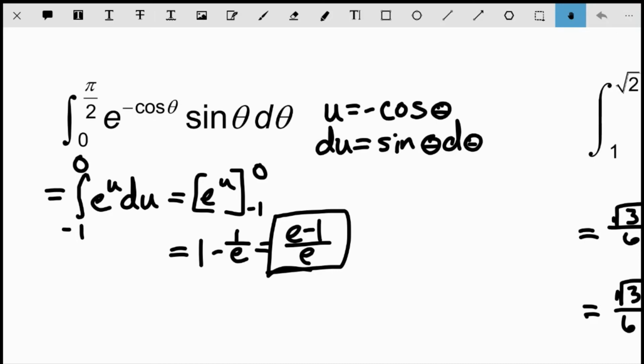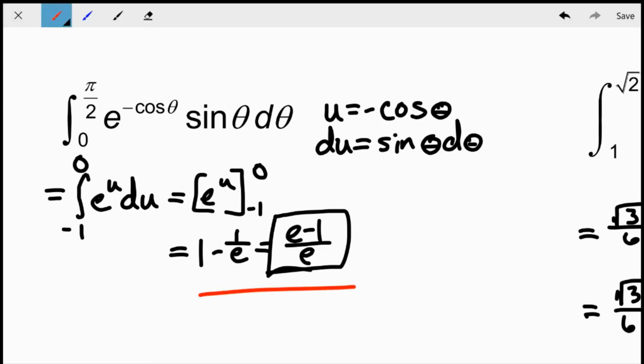Negative cosine of 0 is negative 1, and negative cosine of pi over 2 is 0. So then get your antiderivative, plug in your upper limit minus your lower limit. Either one of these answers would be okay, but you would probably see it written as e to the 1st power, or excuse me, e minus 1 over e.